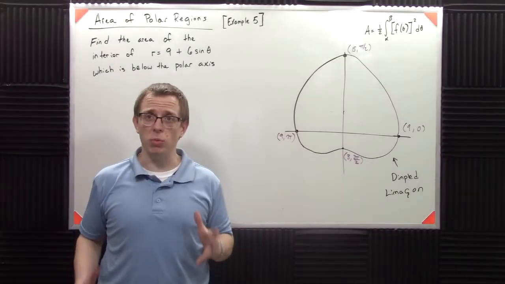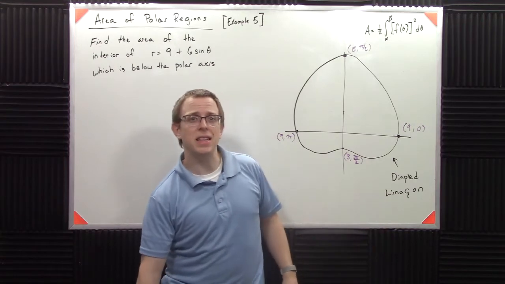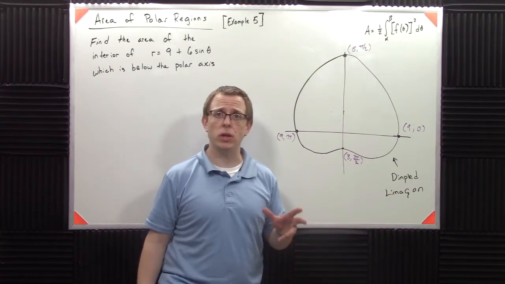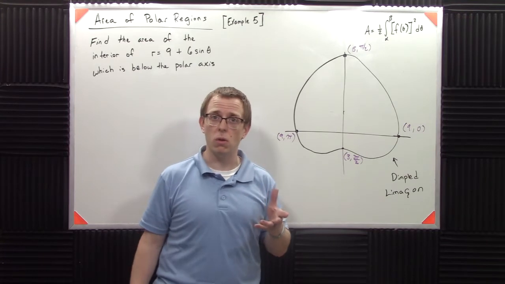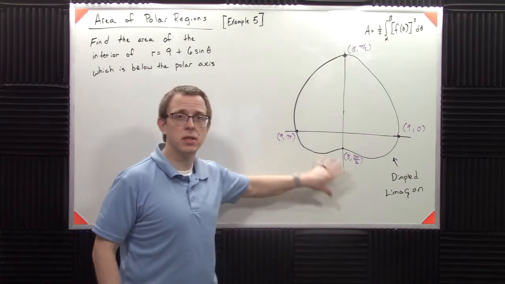This example is actually really neat because it deals with something called a dimpled limaçon. And that ç is whatever that C-looking letter is in French. It's a limaçon, I don't know. I've never learned to pronounce it super correctly. And this isn't the best figure.